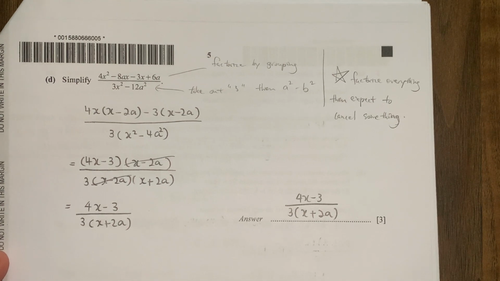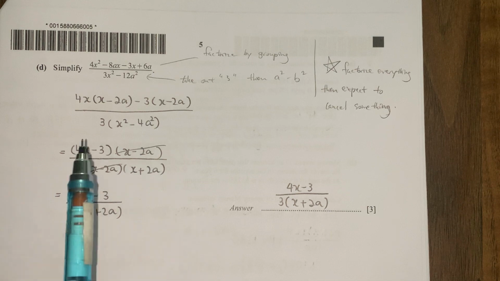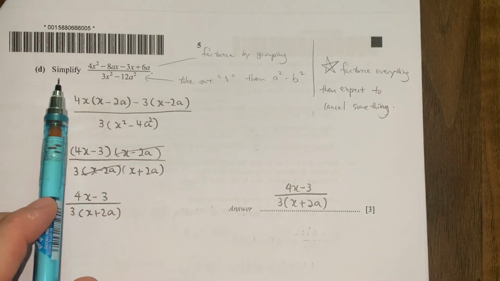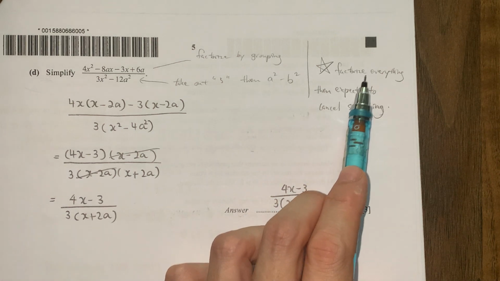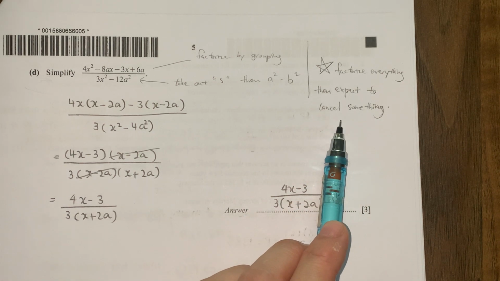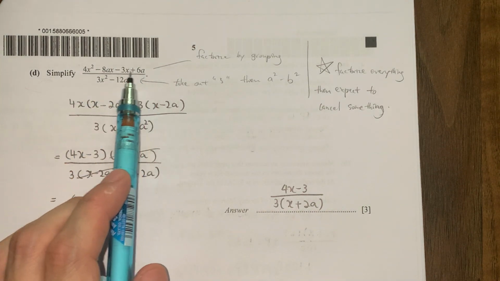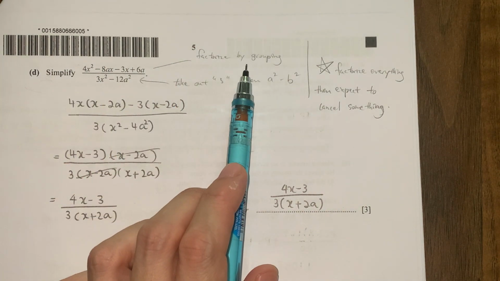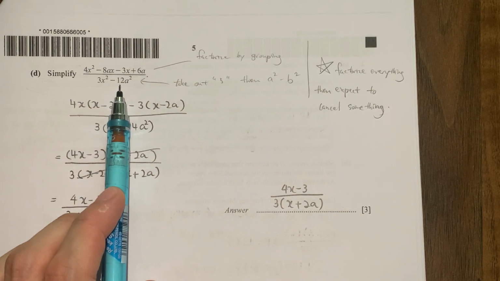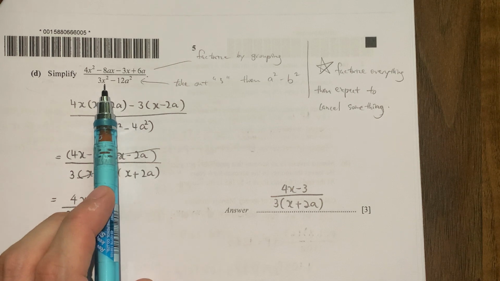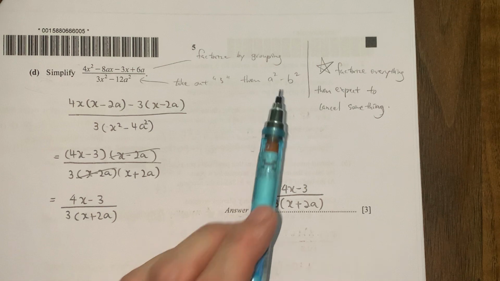The last part of this algebra question is actually pretty hard. I feel that it is considered quite hard. Basically, when it comes to simplify, you must know what simplify means. You factorize everything, and then you should be expecting to cancel things. So factorize everything. The numerator can be factorized by grouping. The denominator can be factorized by taking the 3 out first, and you are left with 3 x squared minus 4a squared. So actually you're using a squared minus b squared.